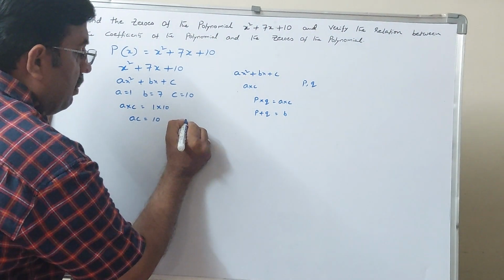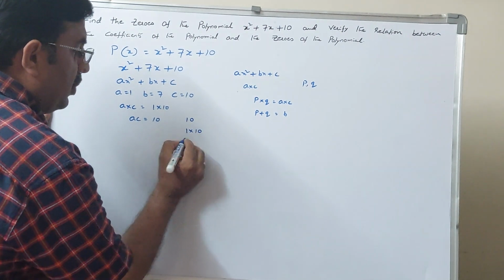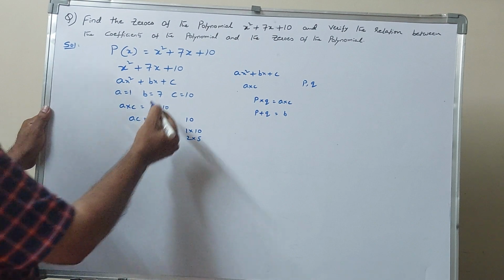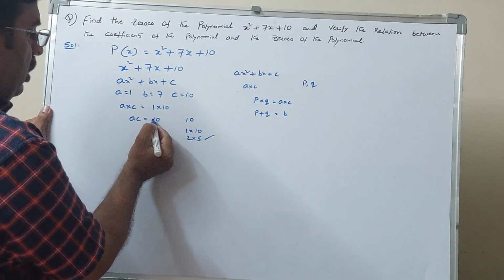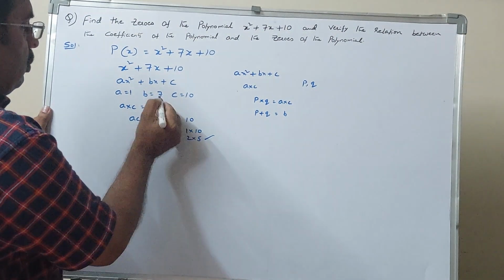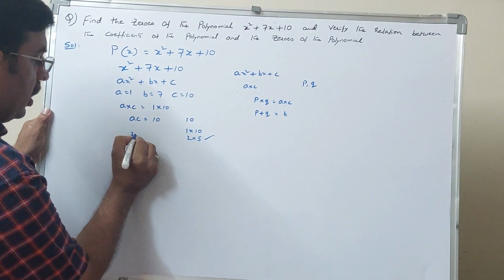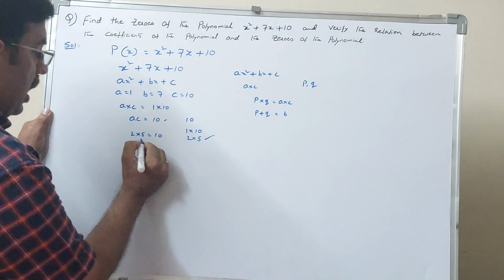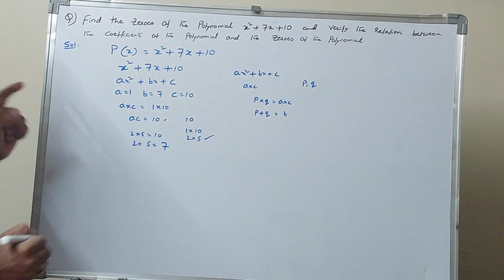Means 10 means what are the factors? Factors for 10, 1 into 10 and 2 into 5. So we add two numbers, you have to get multiplication, you get 2 into 5 is equal to 10, and 2 plus 5 is equal to 7 you are getting. So you understand my point. 2 into 5 is equal to 10, clear, a into c, and 2 plus 5 is equal to 7. So this is also cleared.